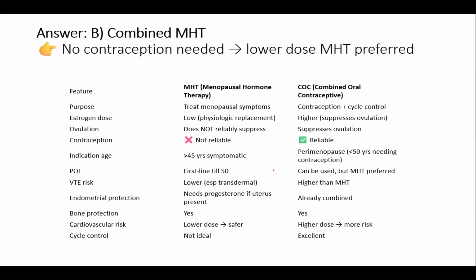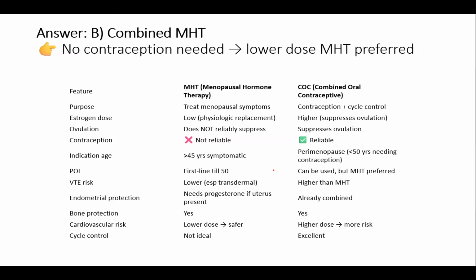See, first you understand, what will cause these hot flushes? It's not progesterone deficiency, it's estrogen deficiency which causes hot flushes, all the symptoms, vaginal dryness. So the treatment is estrogen. Why the hell will you give progesterone?